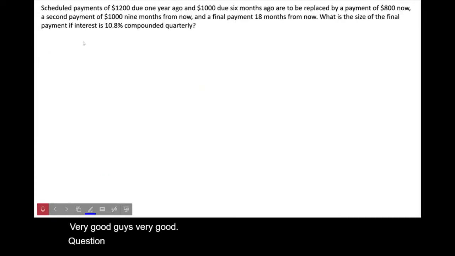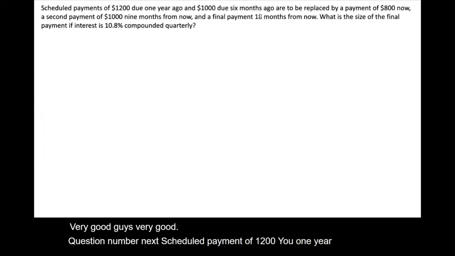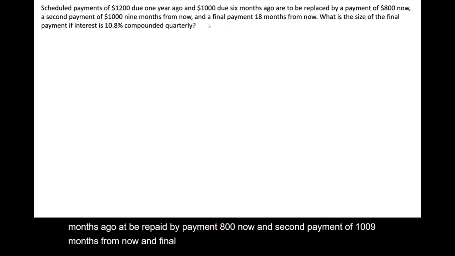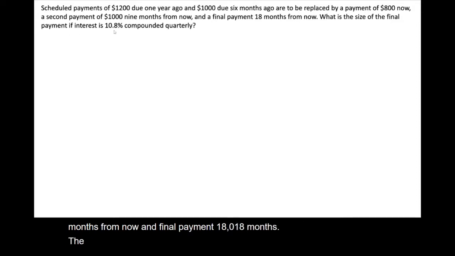Next question. Scheduled payment of 1,200 due 1 year ago, 1,000 due 6 months ago, to be repaid by payment of 800 now, and second payment of 1,000 9 months from now, and final payment 18 months from now. What is the size of the final payment if interest is 10.8% compounded quarterly? Okay, take 3 minutes, do it.